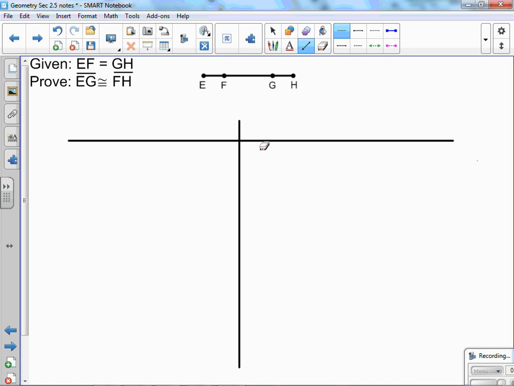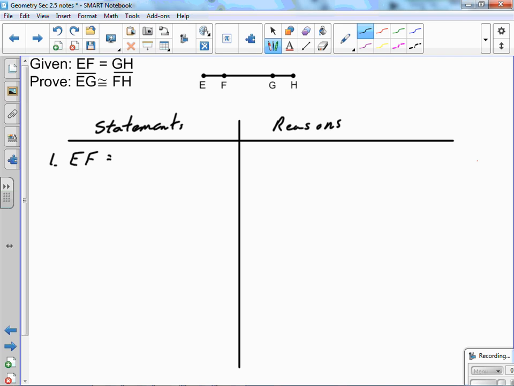And so we start off any proof on the left side. We're going to have the statements, and the reasons why those statements are true on the right. The first statement is always the information they give us, which is that EF is equal to GH. And our reason for that is it was given to us. It's the given.